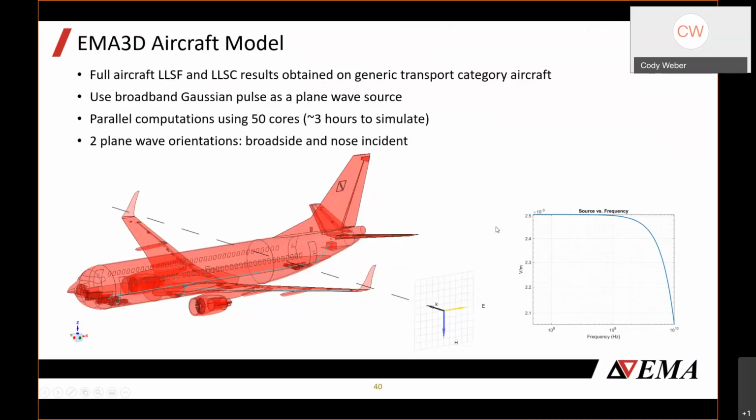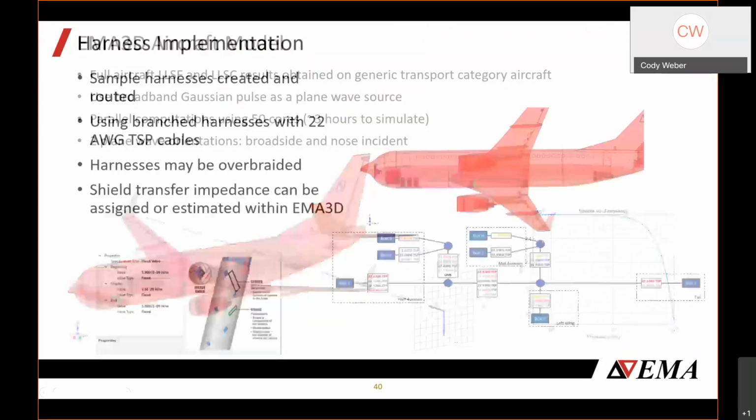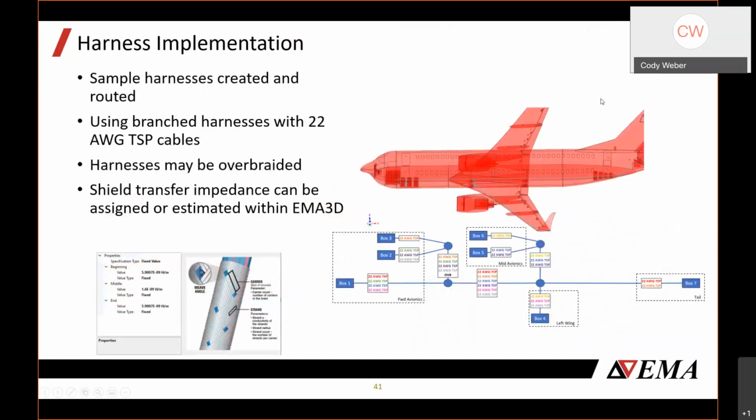And we also did one that was nose on towards the cockpit area. And so what Megan did for this model was she put in some sample harnesses. As everybody knows, the complex configuration of harnesses can be overwhelming. And so when we're doing this demonstration, we wanted to show something that was reasonable and actionable for people to understand. And so we just put in a handful of TSPs, and we did different branching configurations associated with them.